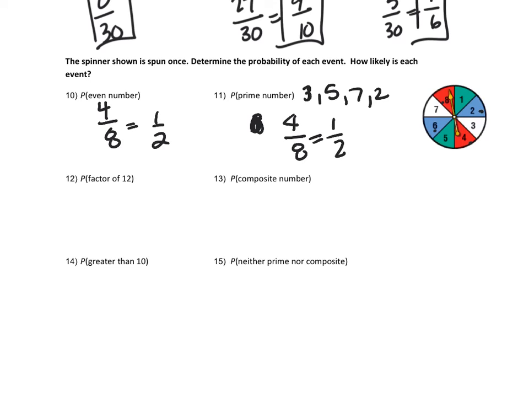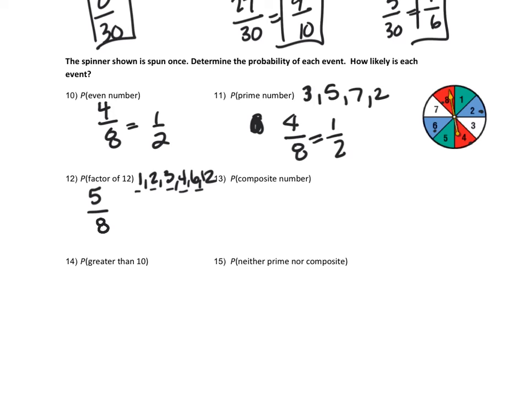A factor of 12. Factors of 12 are 1, 2, 3, 4, 6, and 12. So we have 1, 2, 3, 4, and 6. So that's 5 out of 8.